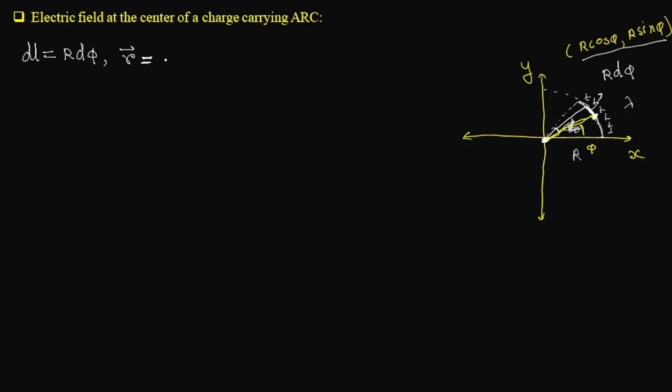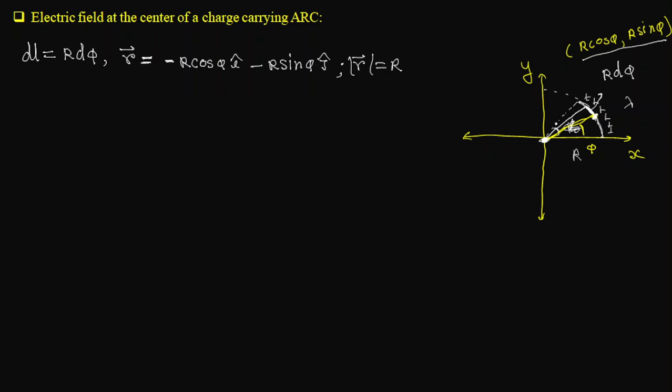So what will be the position vector of the field coordinate with respect to the source coordinate? It will be the x coordinate of the field point, which is 0, minus the x coordinate of the source point, r cos phi. So it gives minus r cos phi i cap, and in the same way for y, minus r sin phi j cap. So we have the r vector, and its magnitude will simply be r.